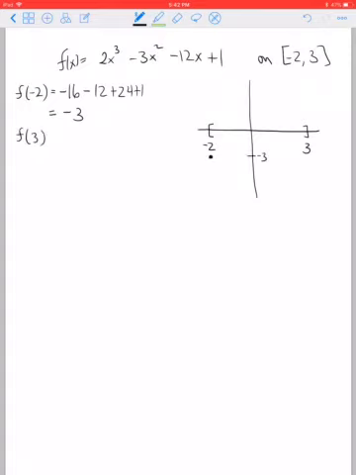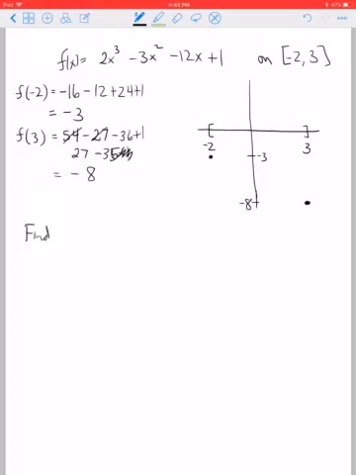And what about f at 3? Well, that's going to be 54 minus 27 minus 36 plus 1. These numbers are not very nice to me. So 54 minus 27, that's 27 minus 36 plus 1. That's 27 minus 35. So that's going to be -8. Right? So I could plot that over here. It's going to be -8. Okay? So I've got our two endpoints plotted.